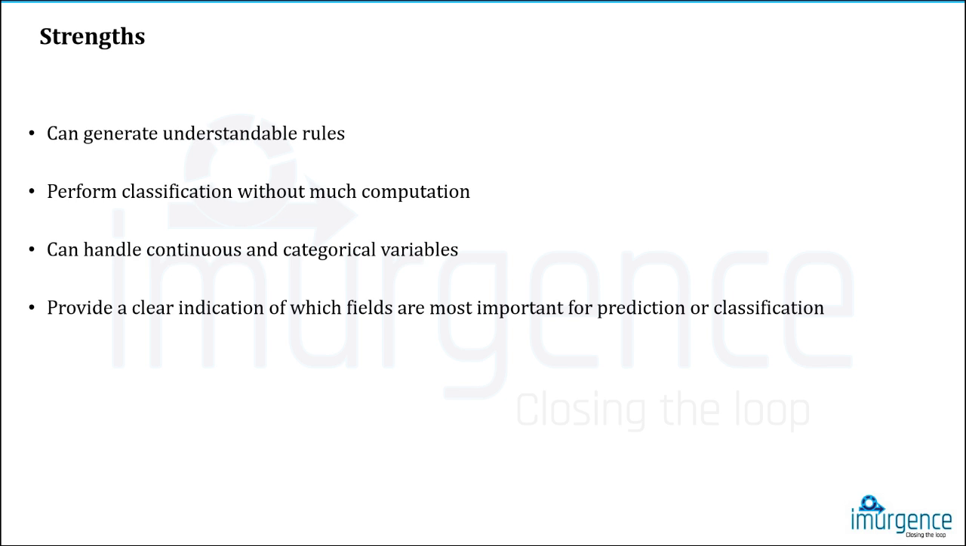The strengths: it can generate understandable rules, and perform classification without much computation. You don't have to think about the statistical significance and all those things. It can handle both types of data, continuous as well as categorical, and provides a clear indication of which fields are more important for prediction or classification, even for a non-statistical person.